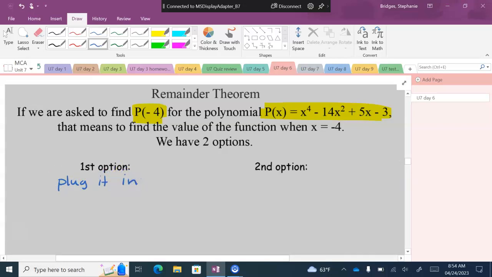Plug it in. Okay, so we've got our polynomial, p of x. I'm going to put it everywhere there's an x, I'm putting in a negative 4. So it's x to the 4th power, so that's negative 4 to the 4th power. Minus 14 times x squared, but again, instead of x, I'm putting negative 4. Plus 5 times x, but again, I'm putting negative 4. And then minus 3.